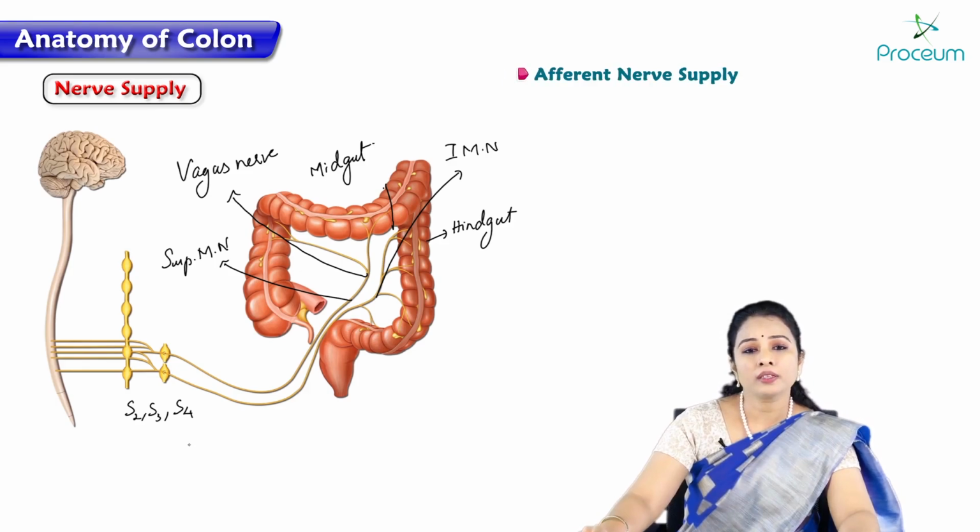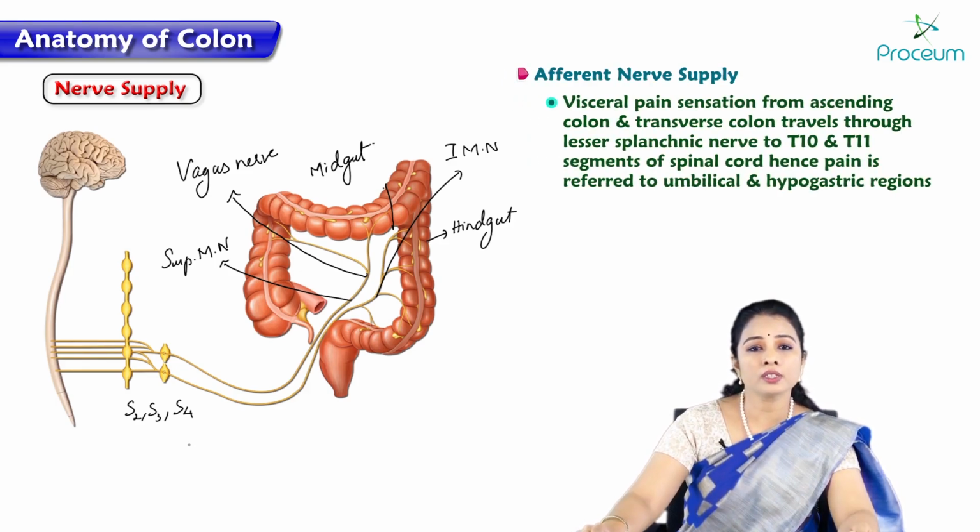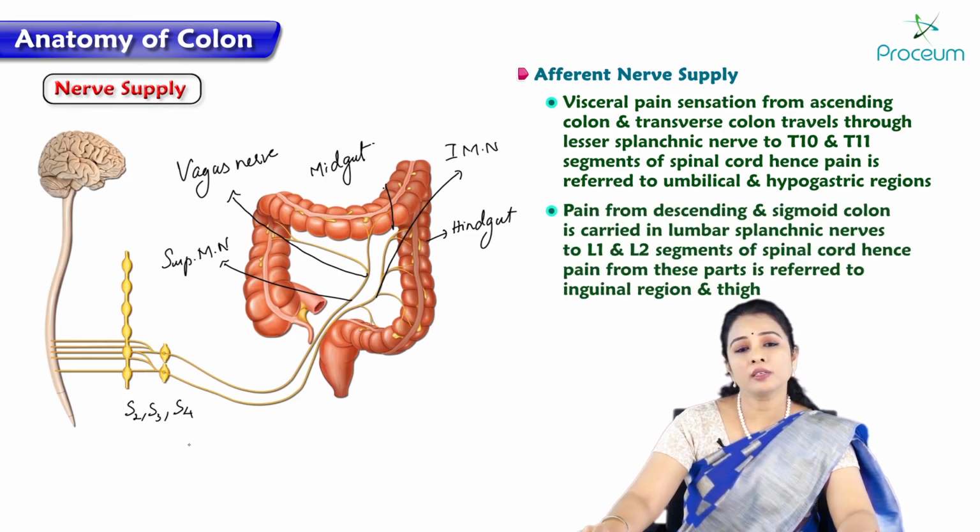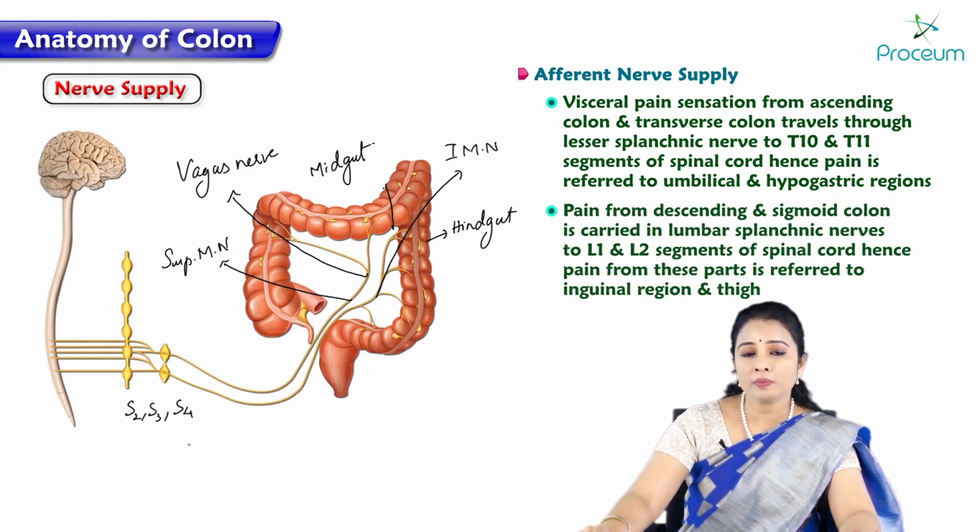Afferent nerve supply: visceral pain sensation from the ascending colon and transverse colon travels through the lesser splanchnic nerves to the T10 and T11 segments of the spinal cord. Hence, pain is referred to the umbilical and hypogastric region. Pain from the descending and sigmoid colon is carried by lumbar splanchnic nerves to the L1 and L2 segments of the spinal cord, hence pain from these parts is referred to the inguinal region and thigh.